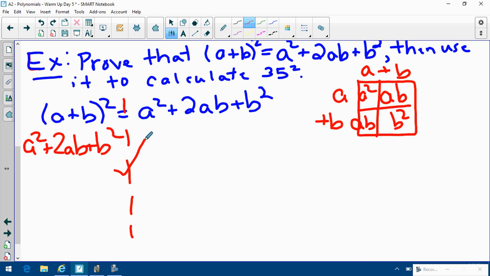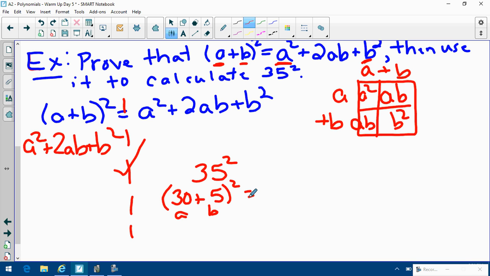Now they want to use that to calculate 35 squared. Okay, so 35 squared. Well, if I'm going to use this formula, I've got to think of it as something like a plus b. So I've got to take any two numbers that add to 35. Keeping in mind that I'm going to want to do what a squared is and b squared is in my formula. So two numbers that add to 35 that are kind of easy are 30 plus 5. So do you all agree that 35 squared is the same as (30 plus 5) squared? Of course you do. Okay, so now this is a and this is b.